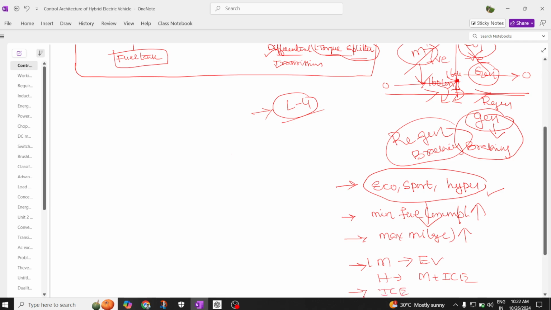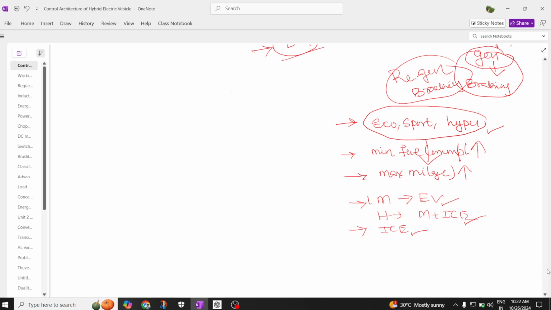So it decides whether it is better to operate in electric vehicle mode, or ICE mode, or motor plus ICE mode. That complete decision making is made by the ECU. What kind of decision making it can make, we will also discuss. So actually, if you are running from 0 to 60 kilometers per hour, then it generally prefers electric vehicle mode. I mean, it just uses the electric motor in our vehicle.